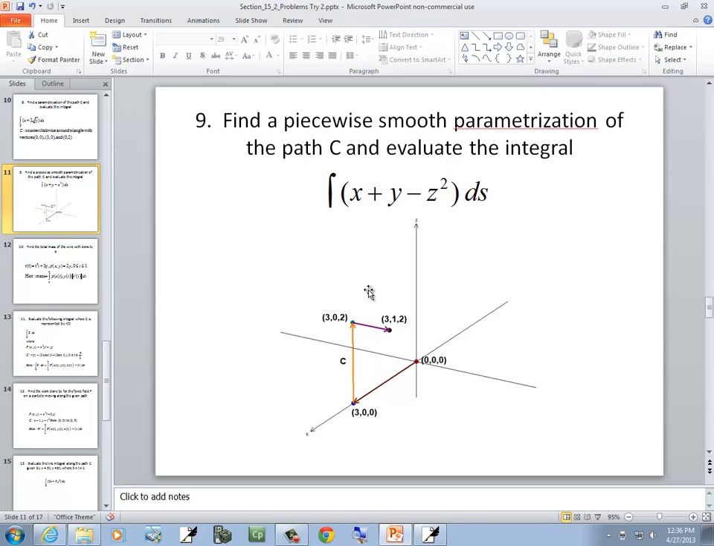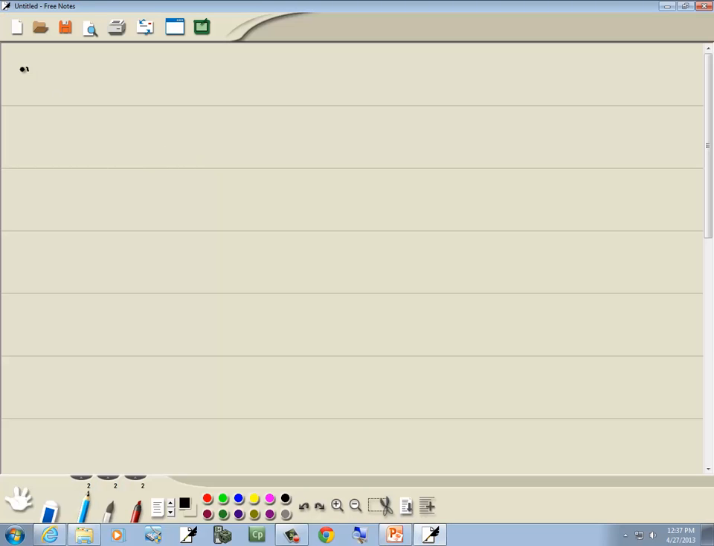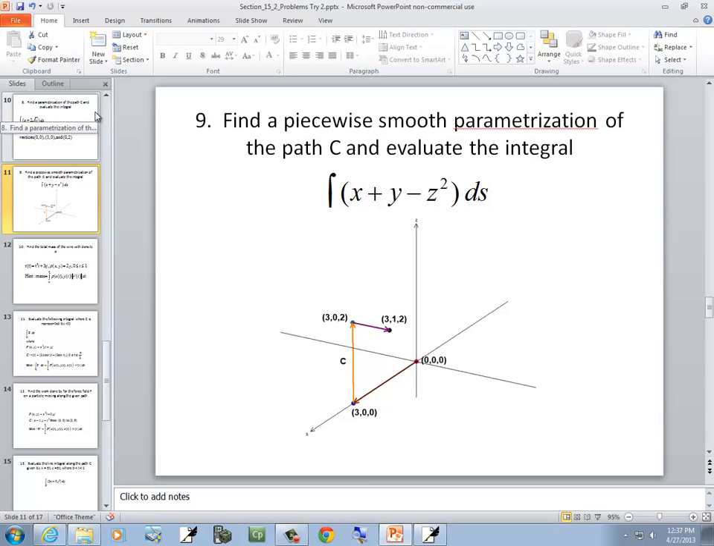This is 3 dimensions. Find a piecewise smooth parameterization and evaluate an integral. I think you get the idea of exact value. So I may just do the setup on these, and yeah, maybe I should just quit being lazy. Never mind, it probably won't be that bad. Famous last words. Okay, well, first off, we got one segment here, one segment here, one segment here, if you can see the 3D of that.